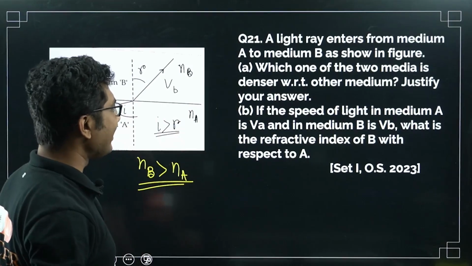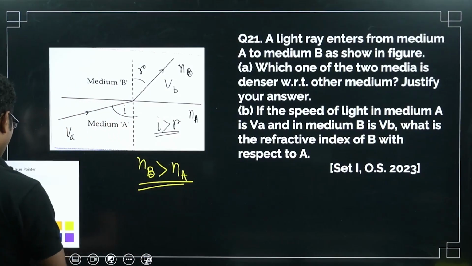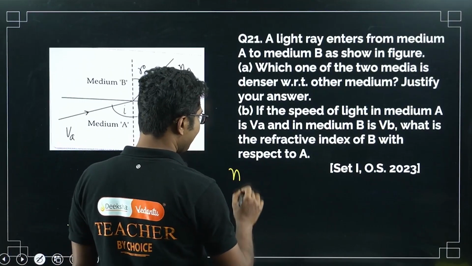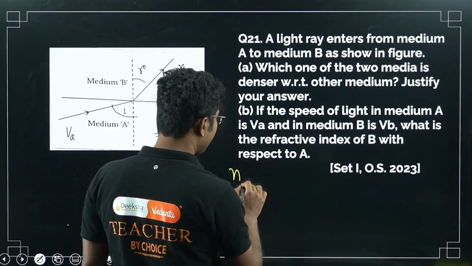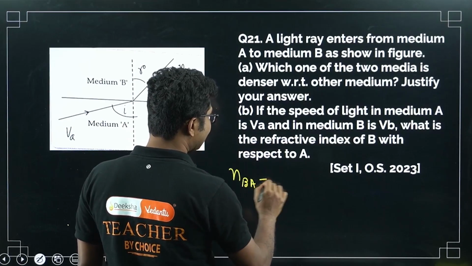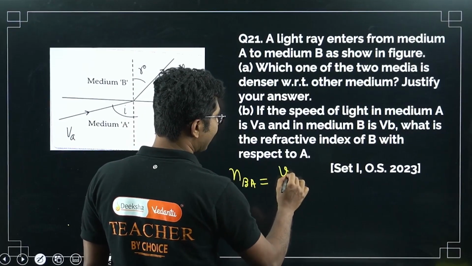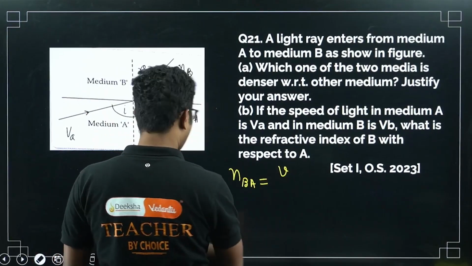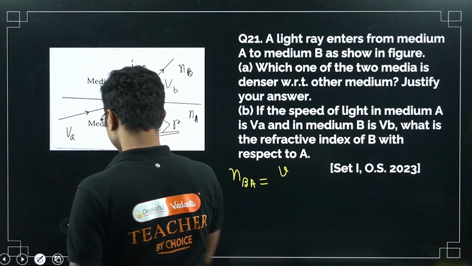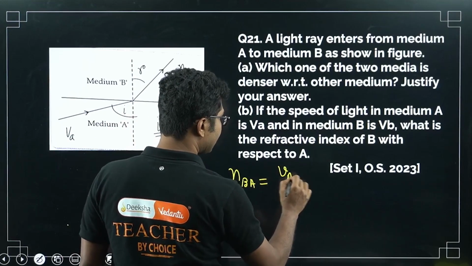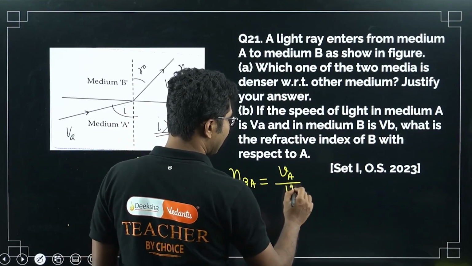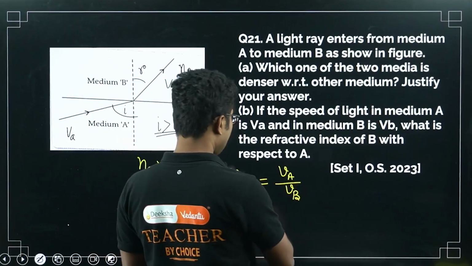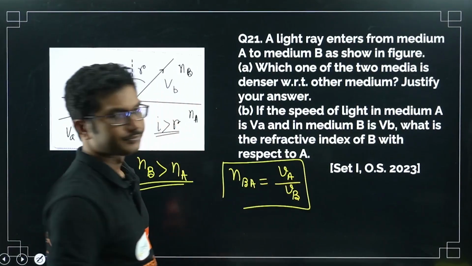What is the refractive index of B with respect to A? Okay, so first, as we know, the refractive index of a medium, say refractive index of B with respect to A, is given by speed of light in A divided by speed of light in B. Okay, first is the incident medium, second is the refracted medium. So this is the formula for refractive index.